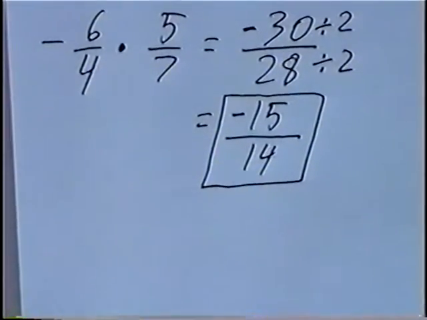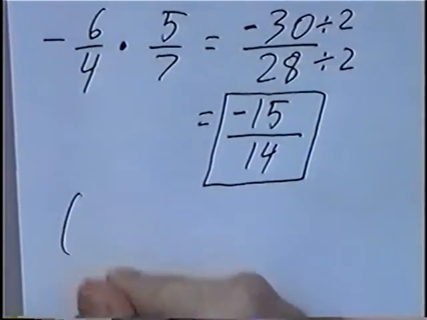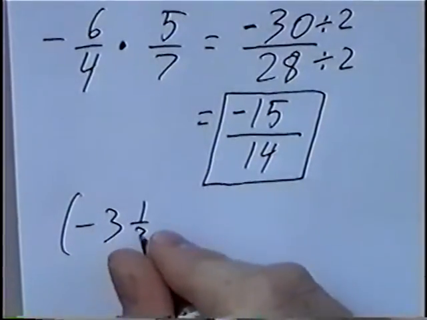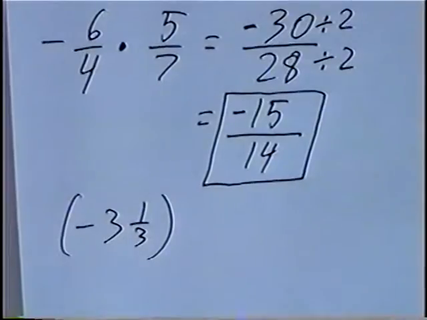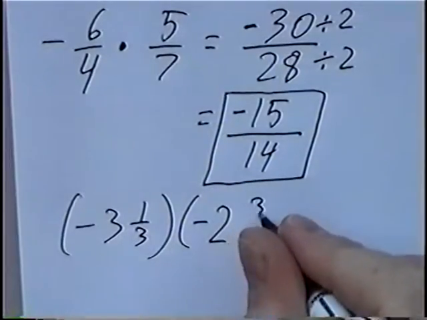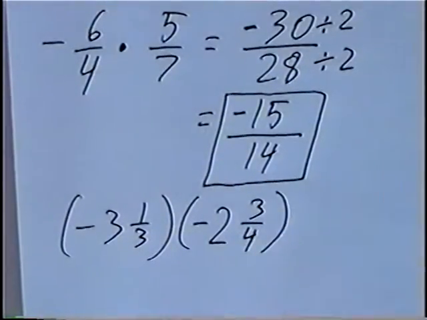And last question for the section. In parentheses, we'll have a mixed number, -3 and 1/3. Close parentheses, and in a second parentheses, a second mixed number, -2 and 3/4.